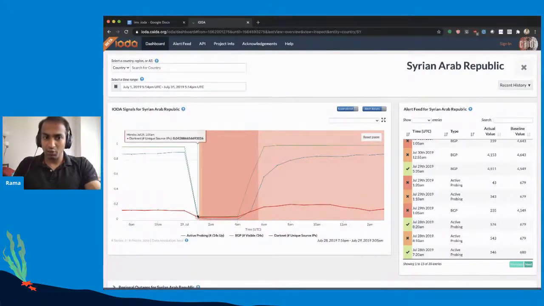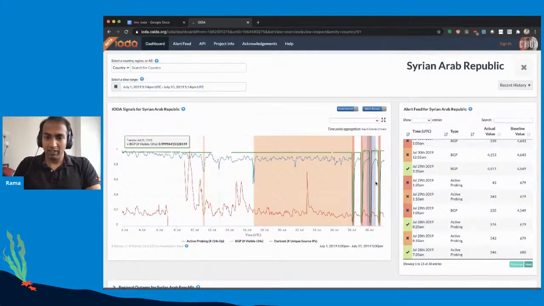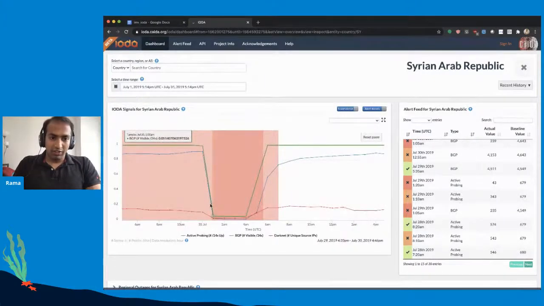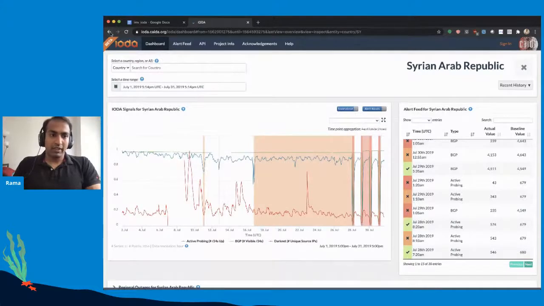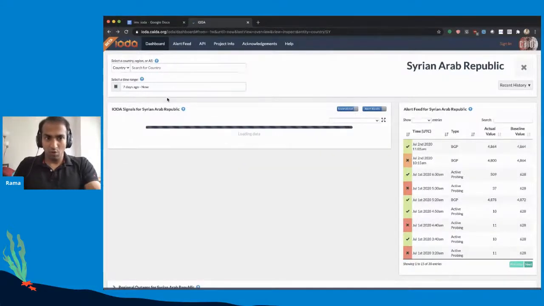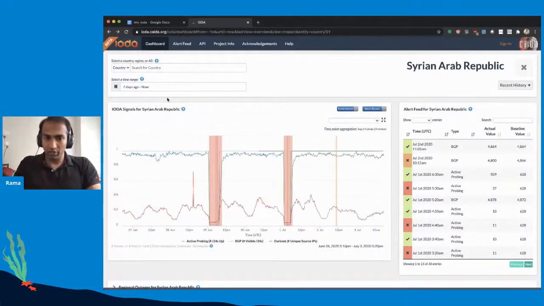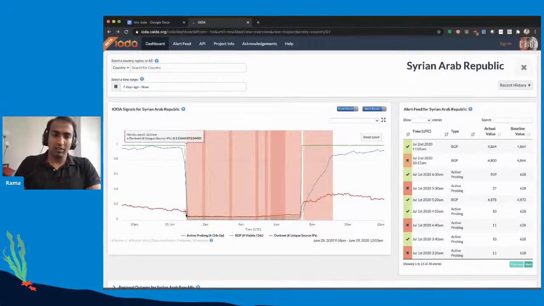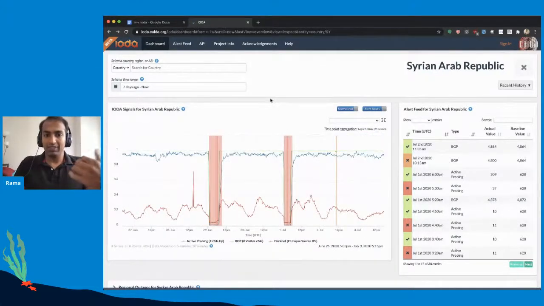Again, it's July 29th, 1 a.m. And this is July 30th, 1 a.m. So in this way, let's go back to what we're looking at over the last week. By looking at the timing patterns between the previous known shutdown and these potential outages, it's possible to say that this is consistent with these exam-related shutdowns that the Syrian government has been known to carry out in the past.